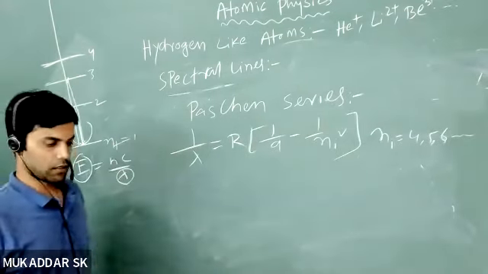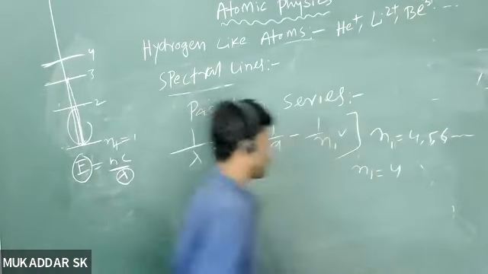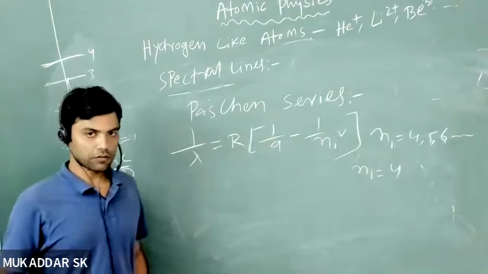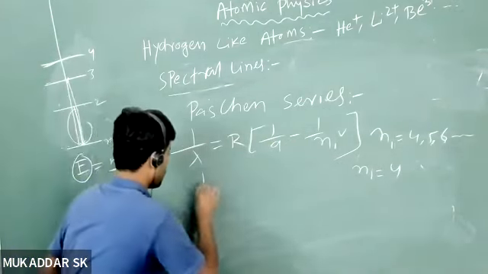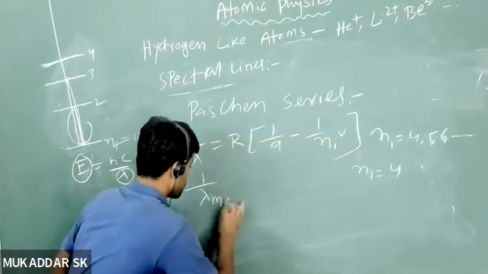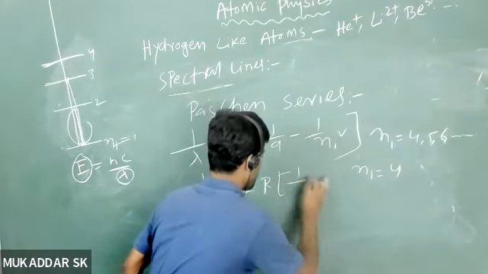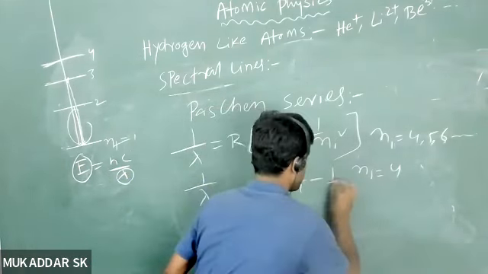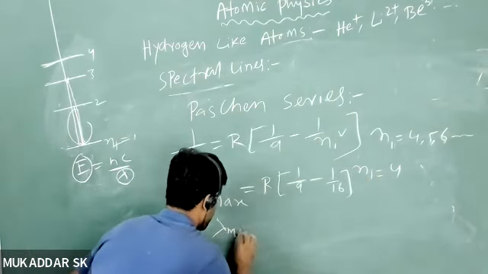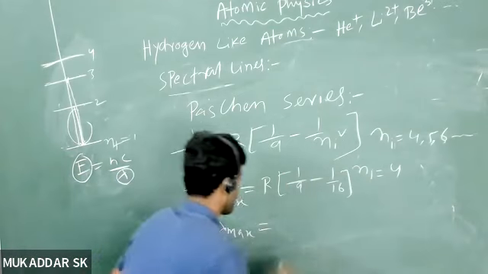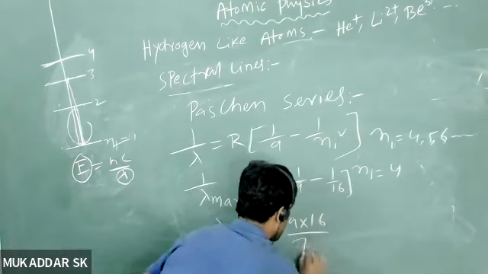Now, when Ni equals 4, that gives the maximum wavelength. So if you calculate 1 by lambda max, it will be R into (1 by 9 minus 1 by 16). So lambda max will come 9 into 16 divided by 7R.